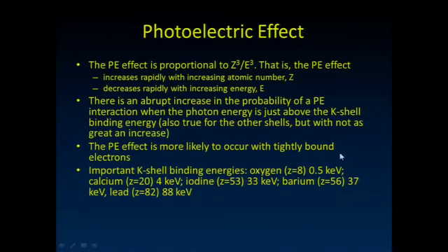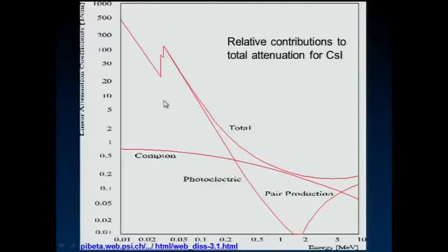So here are some important K-shell binding energies. Very low for human tissues like oxygen. But I put them up here for iodine. Notice about 33 keV. Barium, 37 keV. Lead, 88 keV. Here's a picture. This is cesium iodide. So this is relatively high, right? Iodine we use as a contrast agent. Cesium's fairly close to it on the periodic table. So the K-shell binding energies are fairly high, much higher than for biologic tissue.